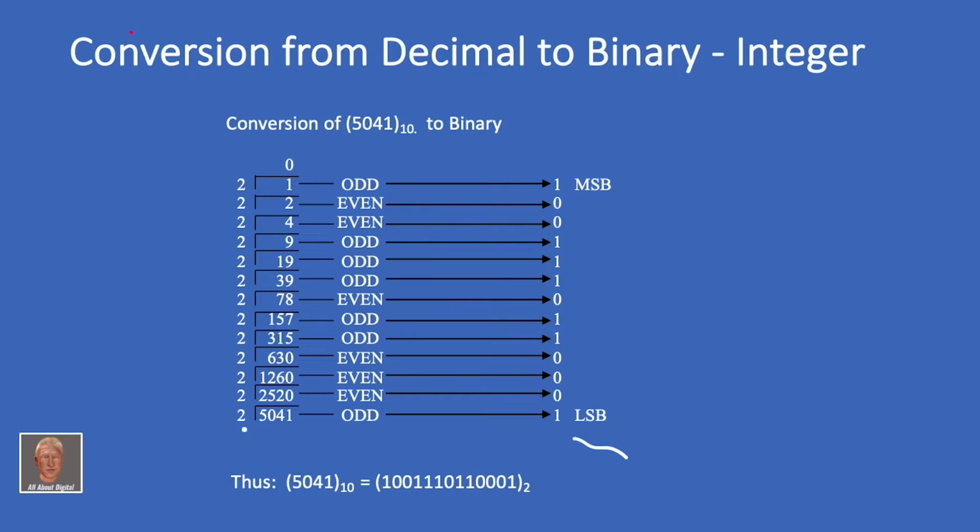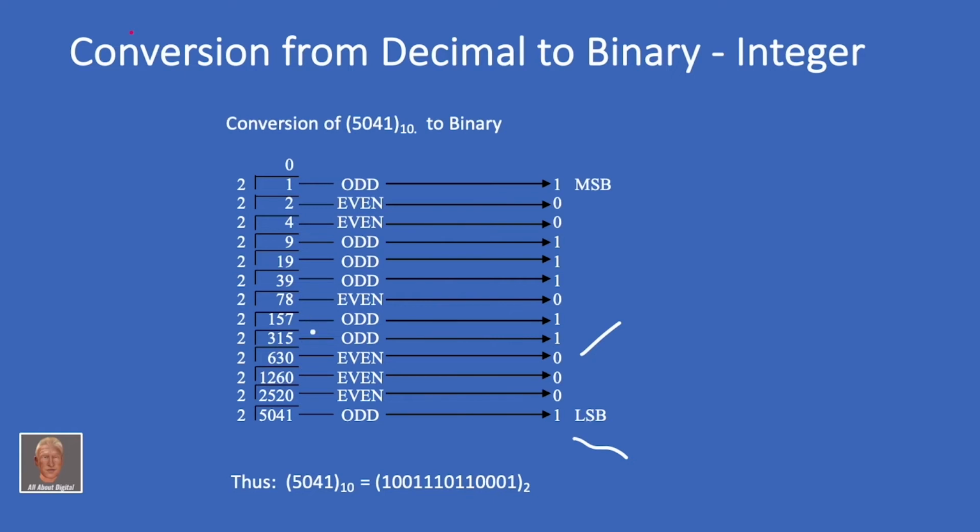Okay? Next, we take the result and divide it by 2. 2520 divided by 2 is 1260. Well, the previous result was even, so we put a 0 here. When we divide 2520 by 2, we get 1260. It's even, so we put a 0. 1260 divided by 2 is 630. Result is even, so we put a 0 right here. Now we divide 630 by 2, we get 315. And the result is odd.